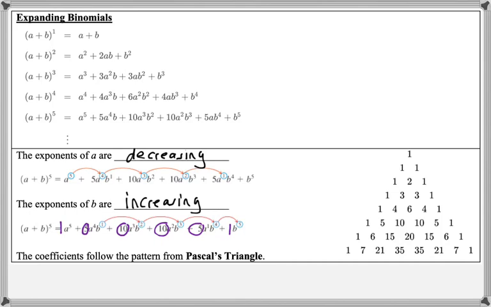Now the first row in Pascal's triangle is technically considered row 0, then row 1, row 2, and so on. And since the exponent of our binomial is 5, our coefficients are going to match the fifth row.